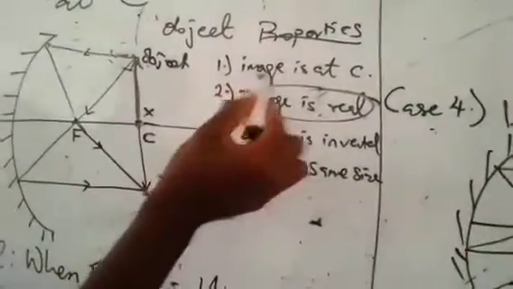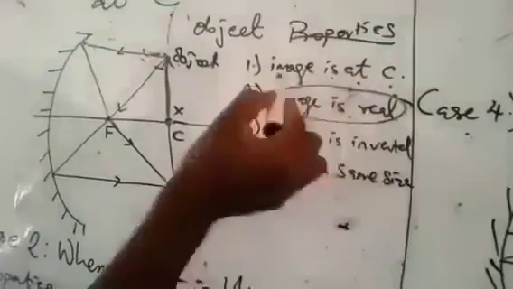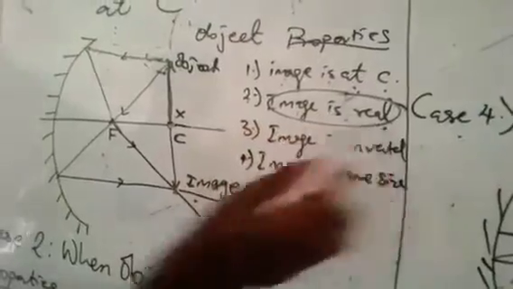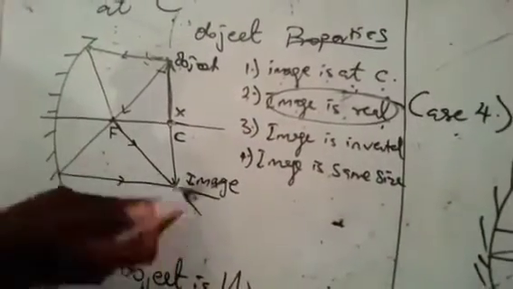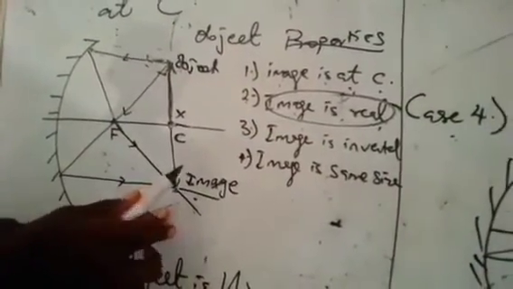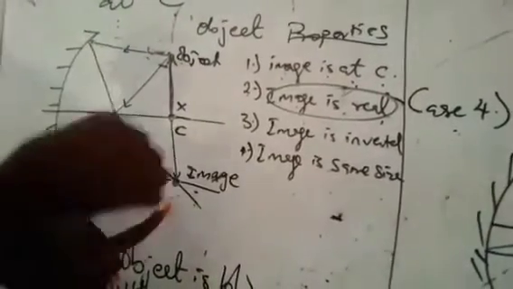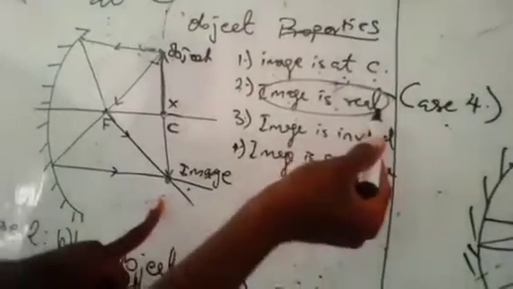One, it says the image is still at C. That means the image is formed at C, at the center of curvature. Two, the image is real. The image is real because the intersection of the rays of light produced the image. The rays of light actually got to where the image was produced. So the image is real.